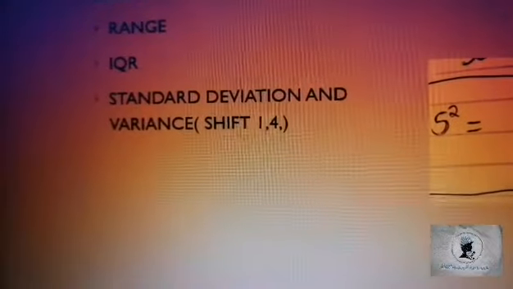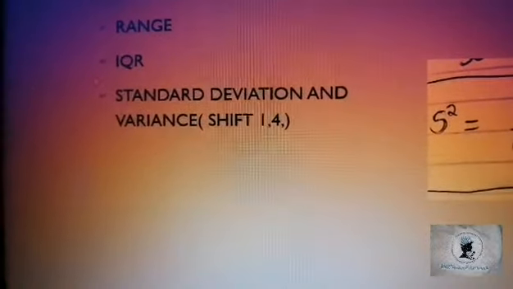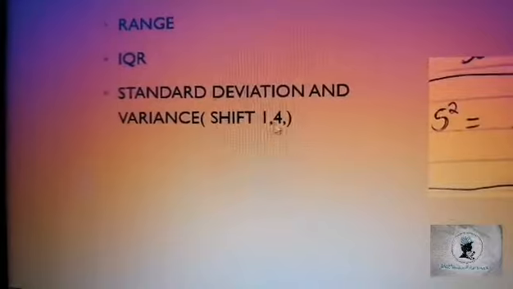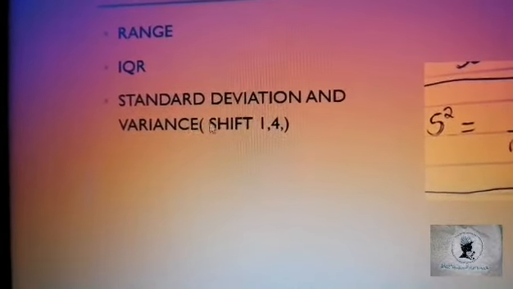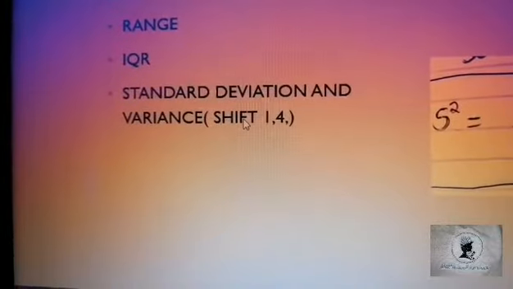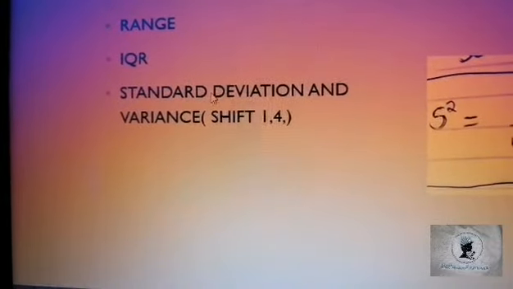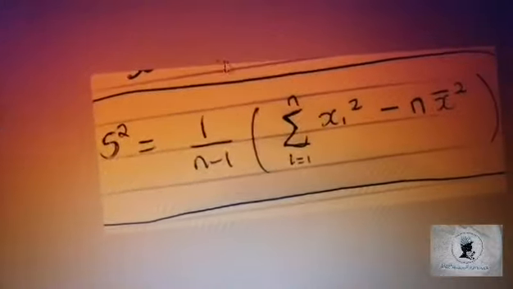When you are using a calculator, the answer you get is your standard deviation, and you are going to square it to find your variance. When you are using this formula, you are going to obtain your variance, and you have to square root your answer to obtain the standard deviation.